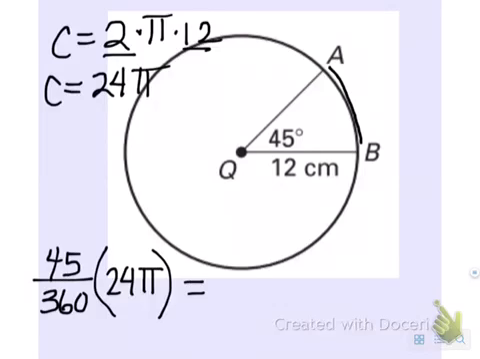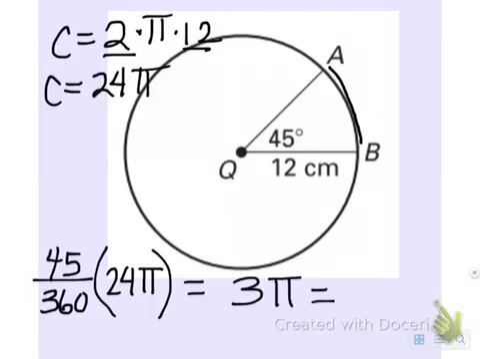So again, I get my calculator out and I say 45 over 360. That's the part of the circle I'm concerned with. Parentheses, 24 shift pi. And that tells me my answer is 3 pi. That is the exact answer.